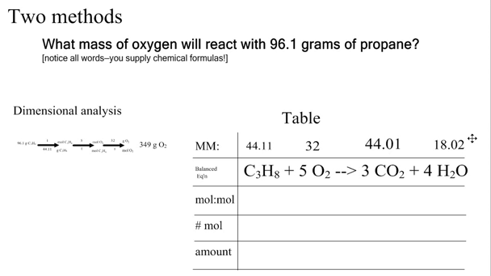So now that you've got your molar masses plugged in, you move down here to where it says mole to mole. This is where you put your mole to mole ratio of one compound to another. And you have to understand that in front of every compound, there is an understood 1 unless there's a different coefficient. So the mole to mole ratio here is 1, 5, 3, 4.